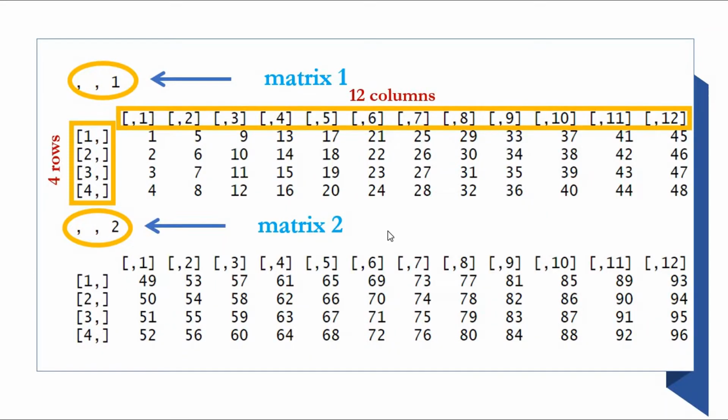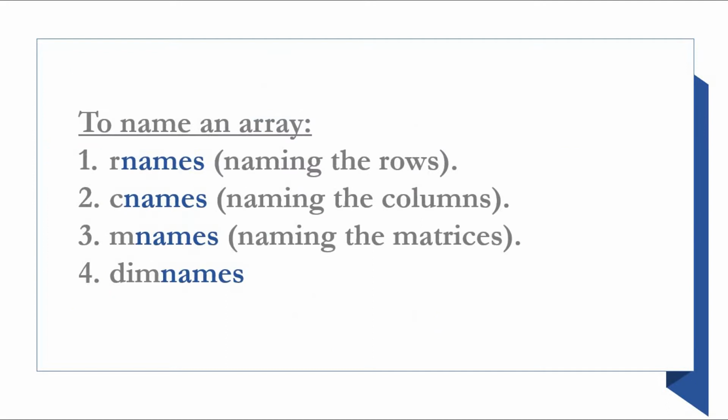Here in the array we created last video, we have two matrices. Each matrix has 12 columns and 4 rows. So what we can do is we can name those matrices, we can name the columns and the rows. To be able to name an array, we need to use 4 arguments: rnames to name the rows, cnames to name the columns, mnames to name the matrices, and dimnames.